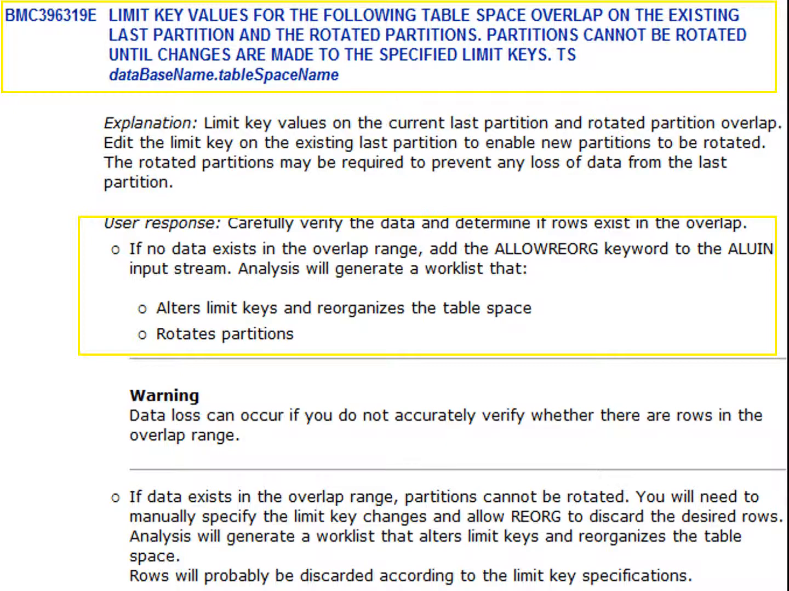If there are no rows of data that exist in the overlap, rows with limit key values greater than F55 and less than or equal to F99, you can manually add the allow reorg keyword to the ALUIN and rerun analysis. We will then do the alter limit keys followed by a reorg. Then we will do a late rotate part after the reorg is complete.